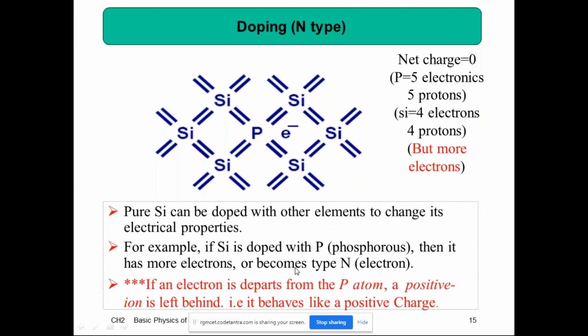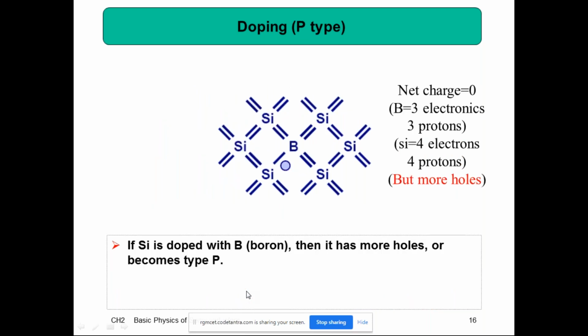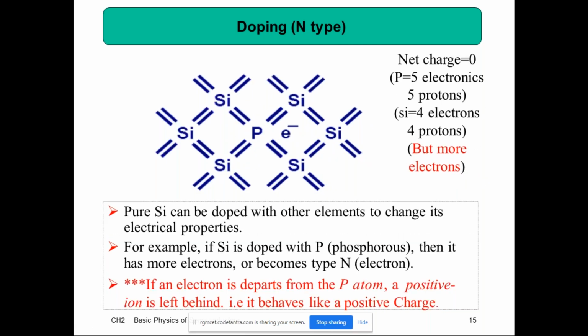Now one more important point, observe the red line, the last point. If an electron departs from the phosphorus atom, a positive ion is left behind. That is, it behaves like a positive charge. Let us assume this one free electron has moved to another place. Now what happened? Observe the entire crystal. Without this free electron, all covalent bonds are strongly formed, right?